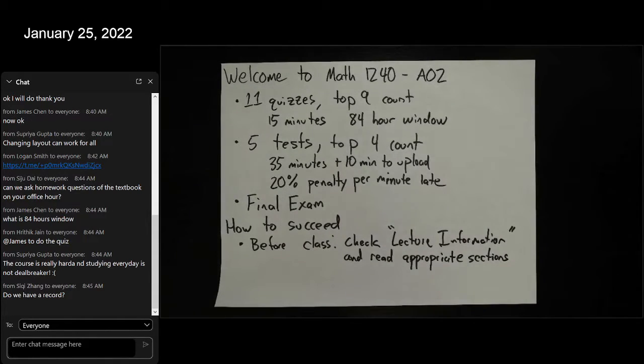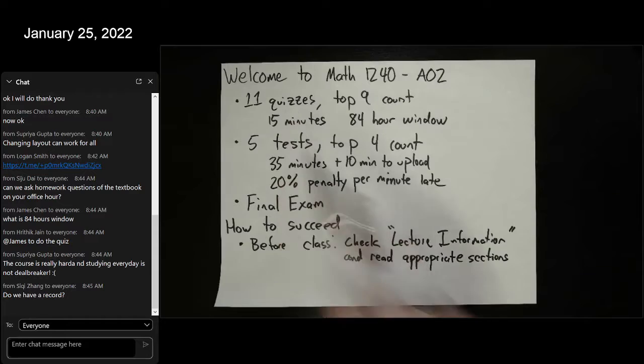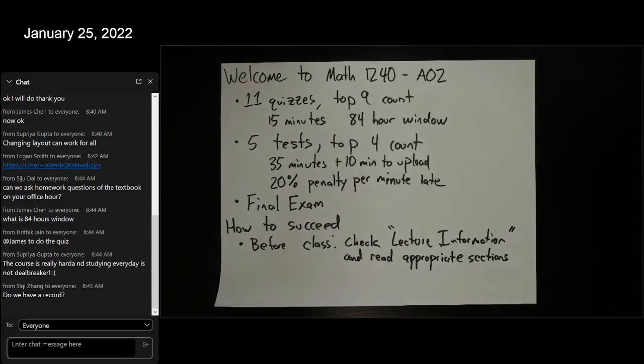All right, a couple of questions. Can we ask homework questions of the textbook in your office hour? Yep, we'll talk about that more in a second. What is the 84-hour window? For the quizzes, you will have 84 hours during which you can take the quiz, but you only get 15 minutes to take the quiz. So in this 84-hour window, you pick when to open the quiz. Once you open it, a 15-minute timer starts. During those 15 minutes, you take the quiz, but you get to pick which 15 minutes those are.